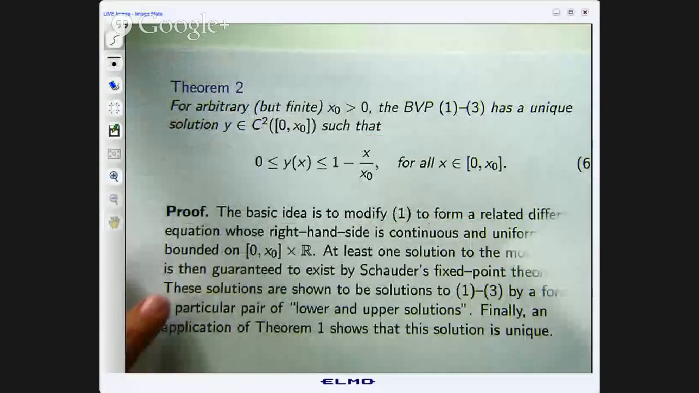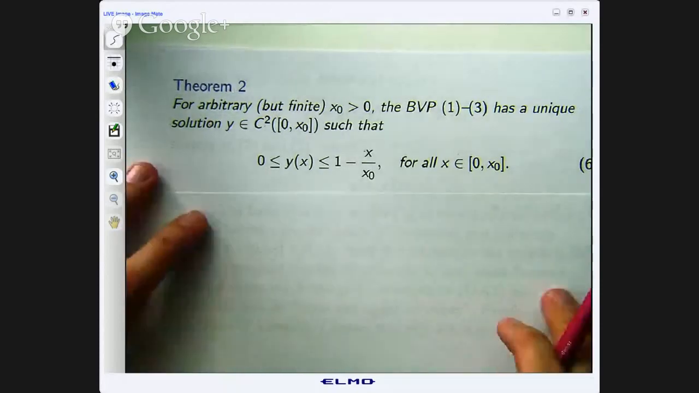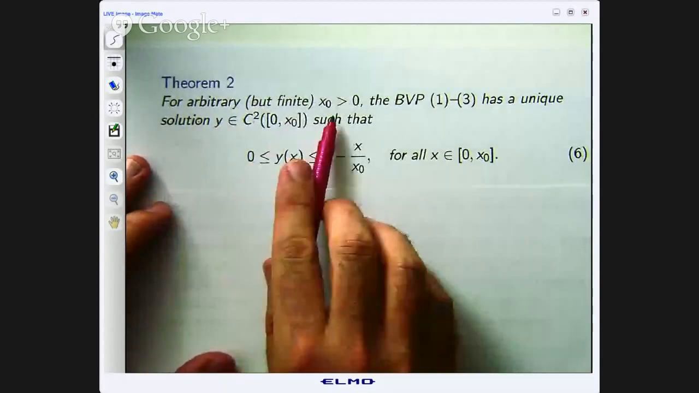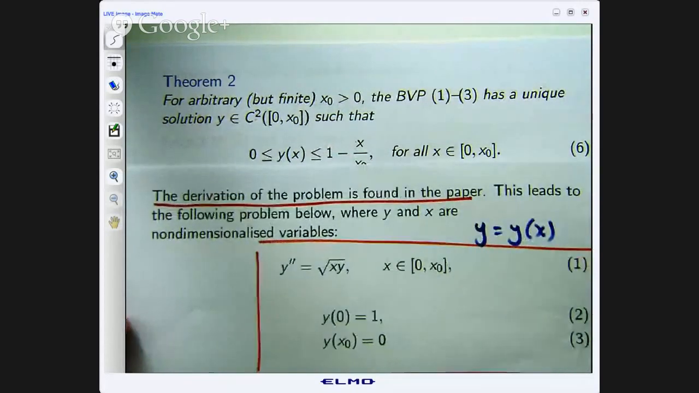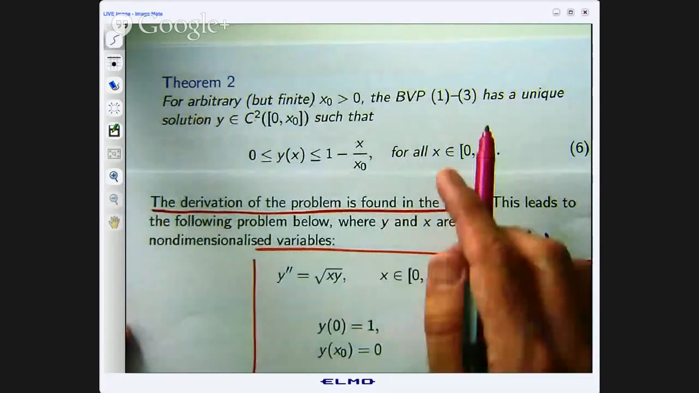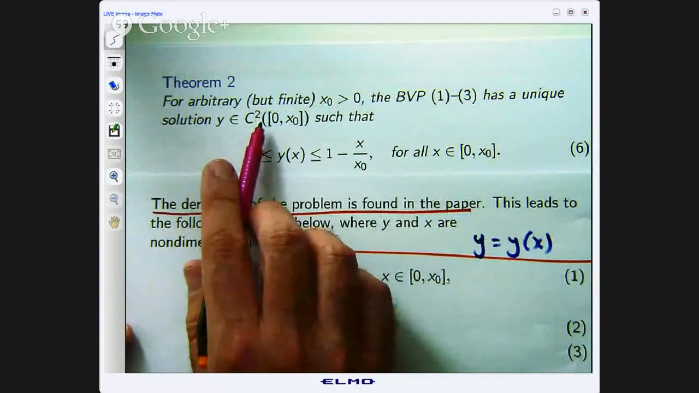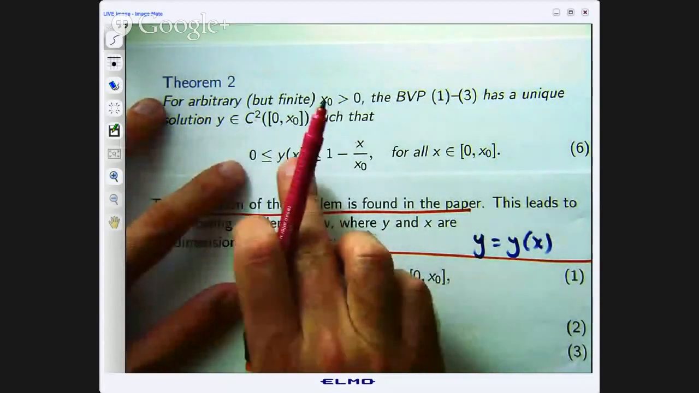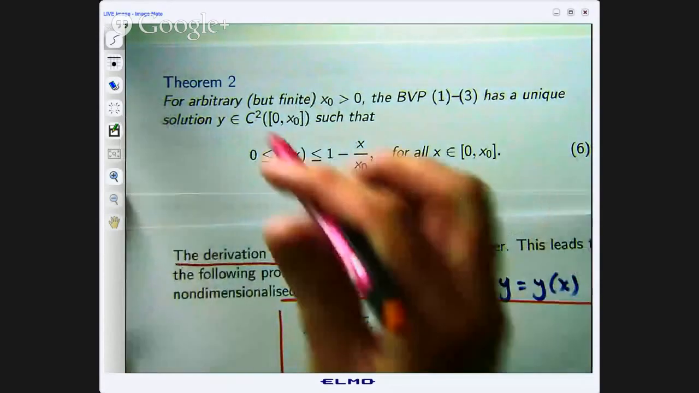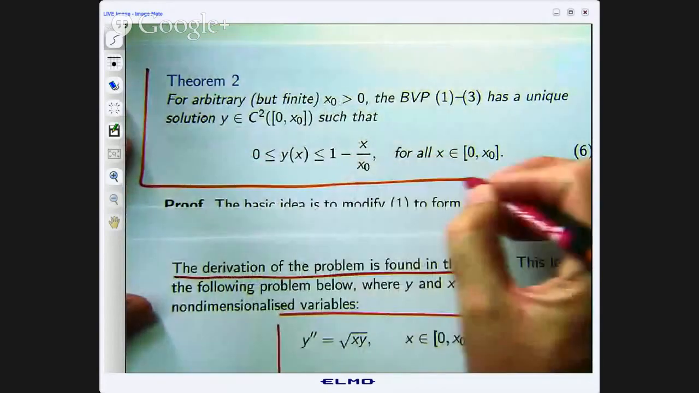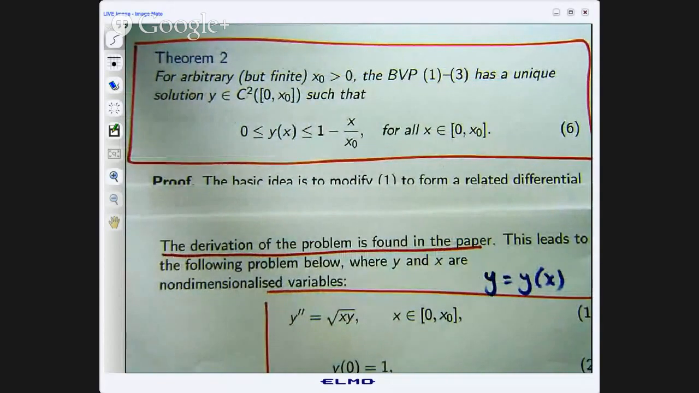Okay, the second and final theorem that I'm going to share with you. For arbitrary but finite positive x0, the Thomas Fermi boundary value problem that we've been talking about has a unique solution, which is twice differentiable and has a second order derivative that's continuous, such that the solution lies between this function and this function on the interval. Okay, so let me just box that up for you, because this now answers the question about existence of solutions.